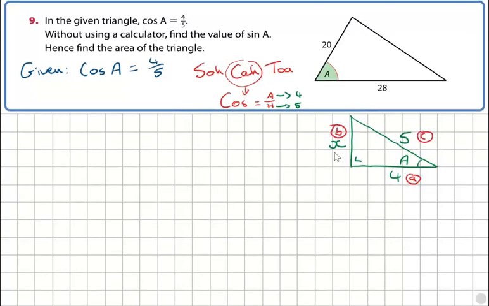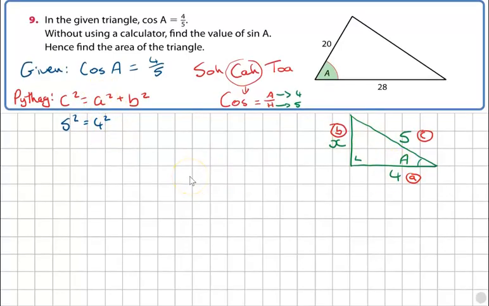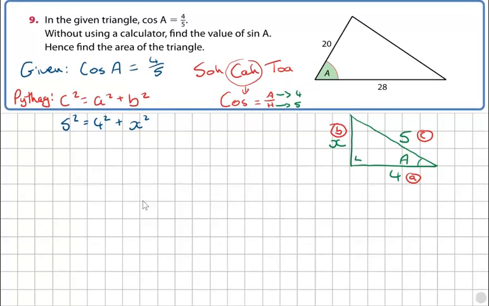So we label our triangle ABC. C must be the longest side, so C must be the hypotenuse. We write out the formula: C squared equals A squared plus B squared. So the C squared becomes 5 squared, that's from here. The A squared becomes 4 squared, that comes from here. And the B squared becomes X squared, that comes from here. So now we want to solve for X.